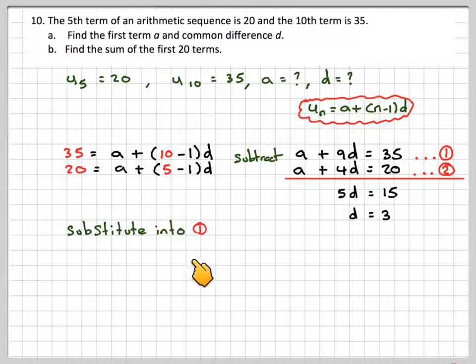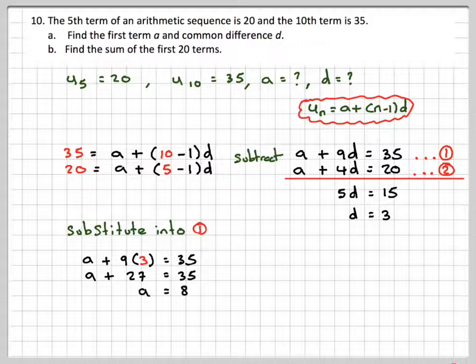Substitute into equation 1. So we're going to get A plus 9 times D, and D is now 3, is equal to 35. 9 3s are 27. And then taking 27, we're going to get A is 8. So we end up with A is 8, D is 3.